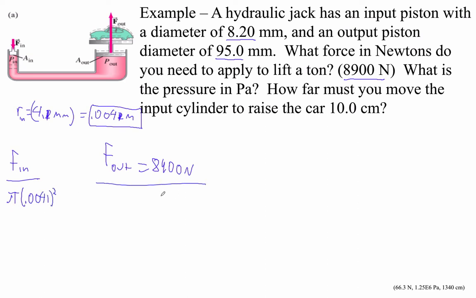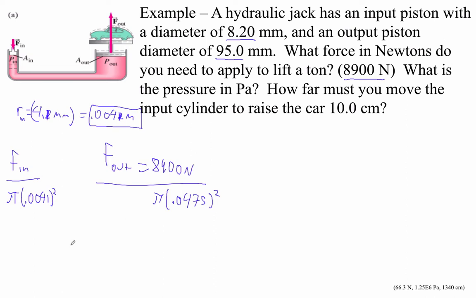And then the output is over pi times, let's see, 95. What's half of 95? This is too hard. 95 divided by 2 is 47.5, right? So it's 0.0475 meters squared. Let's divide that by 1,000. Yes, I did that right. Okay, so now we go.